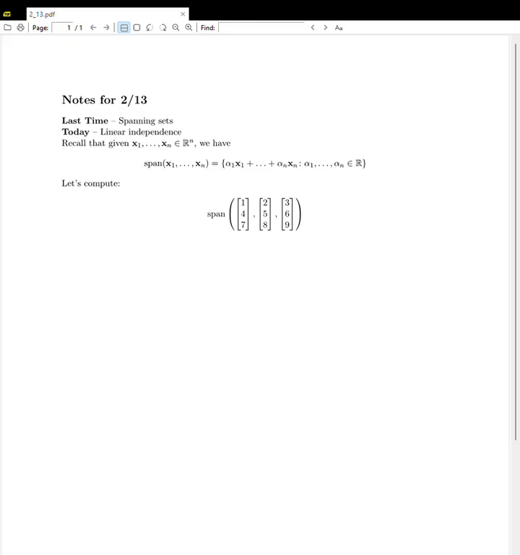Now, if you let your mind float back to the last class, the way that I'm going to recommend that you compute the span of a list of elements like this is to convert it over to a matrix. Specifically, we'll convert the span over to what's known as the row space. So the span of the rows of a matrix. And if you do that, it will turn into this.